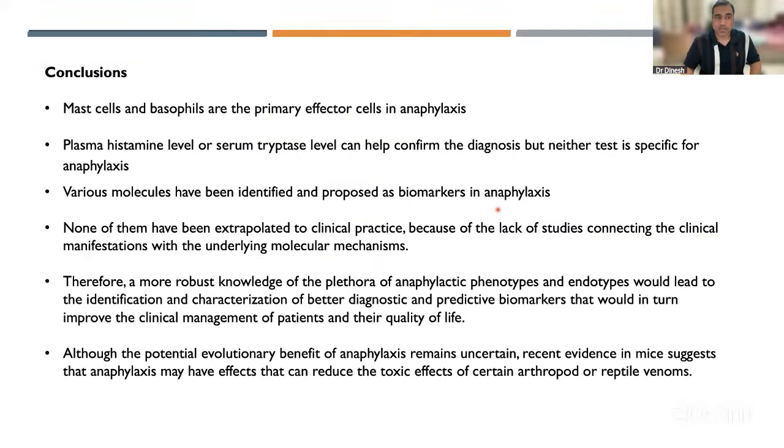So, final conclusion: mast cells and basophils are the primary effector cells in anaphylaxis. Plasma histamine level or serum tryptase level can help confirm the diagnosis, but neither is a specific test for anaphylaxis. That's why various molecules have been identified and proposed as biomarkers in anaphylaxis, but none of them till now have been translated to clinical practice because of a lack of further studies which can connect the clinical manifestation with the underlying molecular mechanisms. Therefore, more robust knowledge of the plethora of anaphylactic phenotypes and endotypes would help us in identification and characterization of better diagnostic and predictive biomarkers that would in turn improve the clinical management of patients and their quality of life.